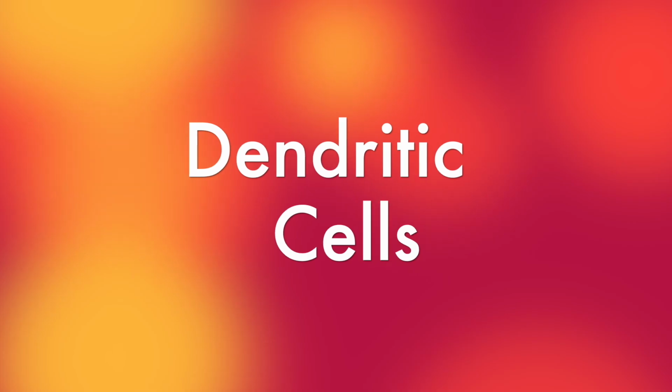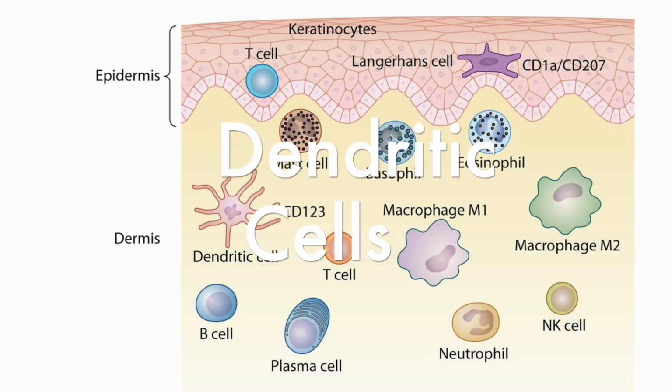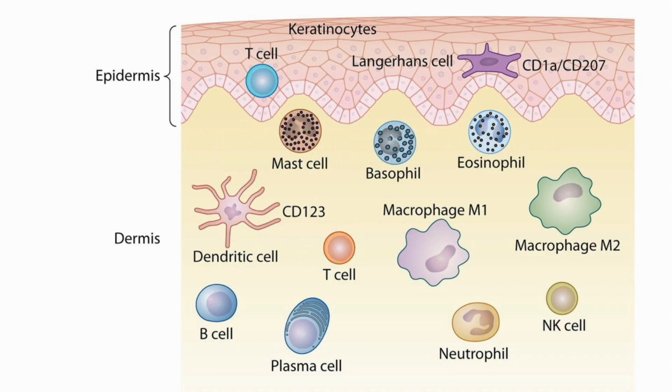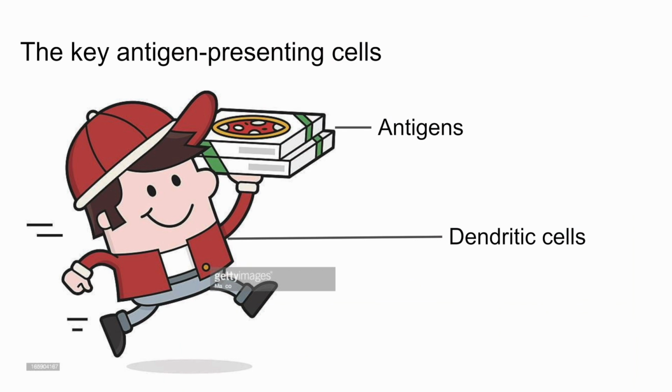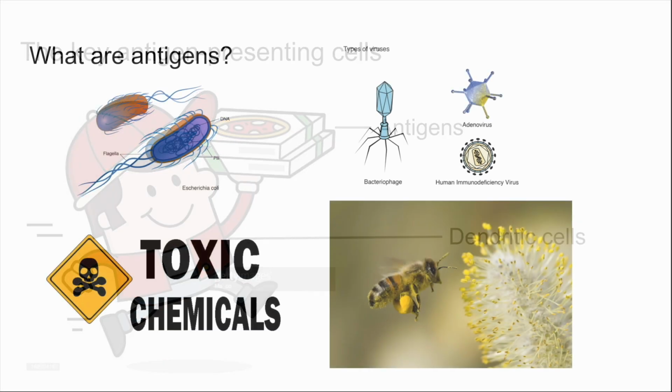So, let's talk about dendritic cells. Many of you may have never heard of dendritic cells, but they are just inside your bodies, actually just underneath your skin. They are guarding your health all the time by keeping an eye for any potential intruders. They are the key antigen-presenting cells, which means they spot and catch antigens that enter your bodies and present them to T cells. So what are antigens?